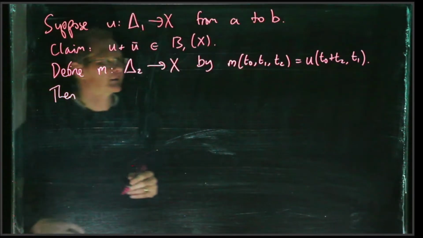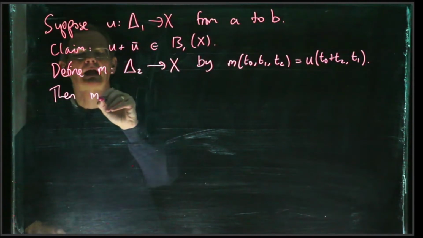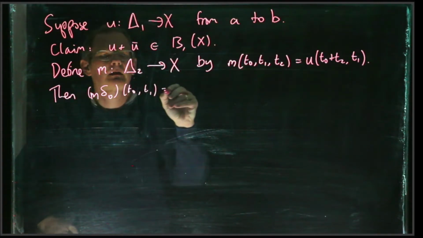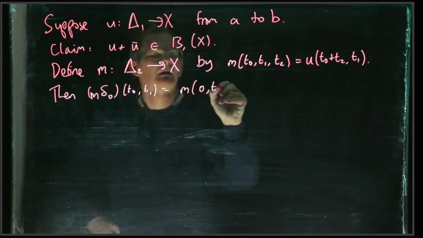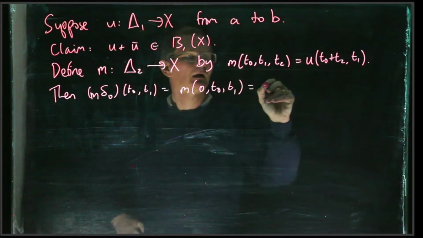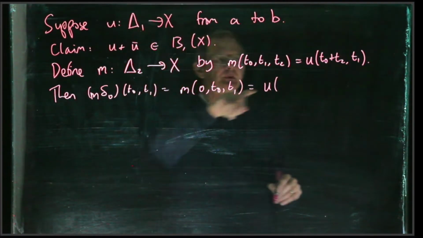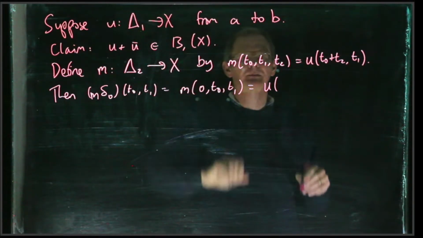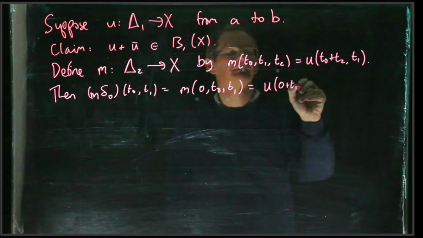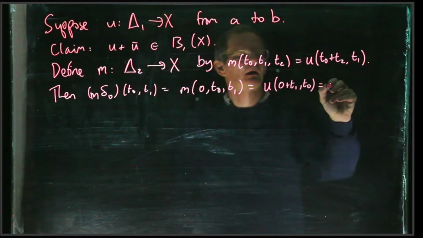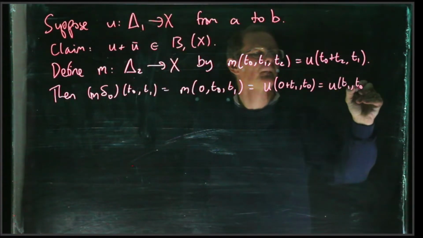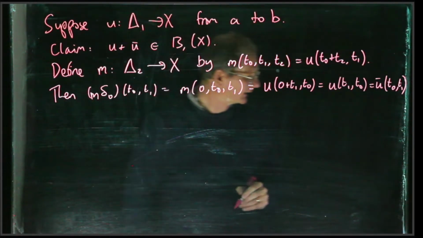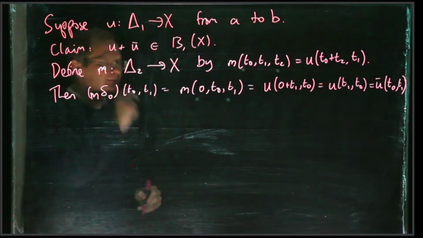Then we want to understand what dm is. So we look at m delta 0 of (T0, T1). That's m of (0, T0, T1). Here we take the sum of the first and last coordinates, so we take 0 plus T1, and T0. In other words, U of (T1, T0), which is U bar of (T0, T1). So m delta 0 is the same as U bar.